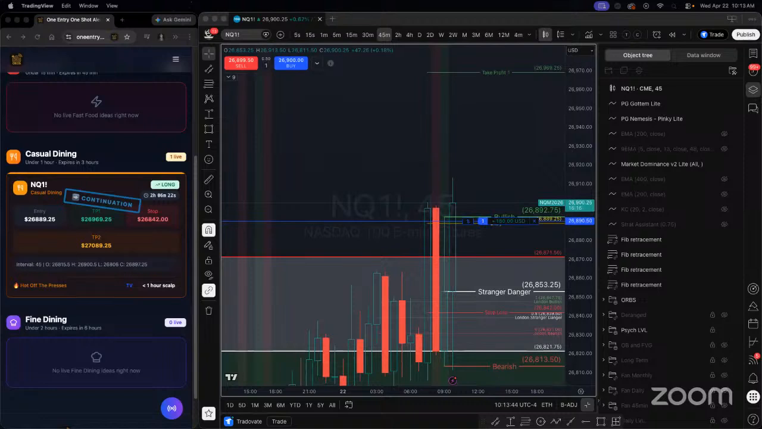There we go. Keep reloading at two. If it keeps reloading at 892, this 900 level will break.